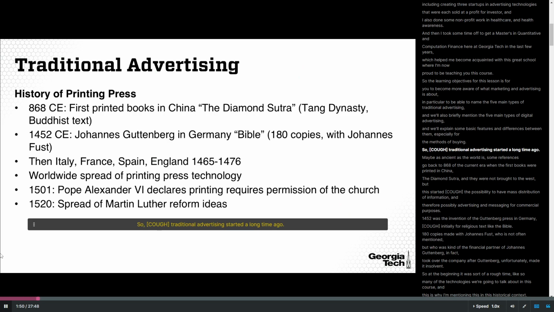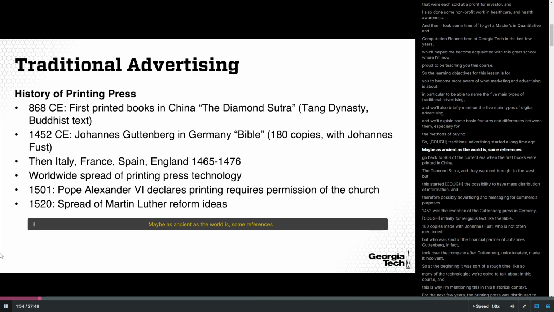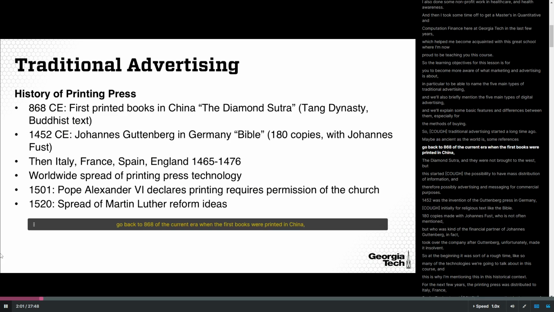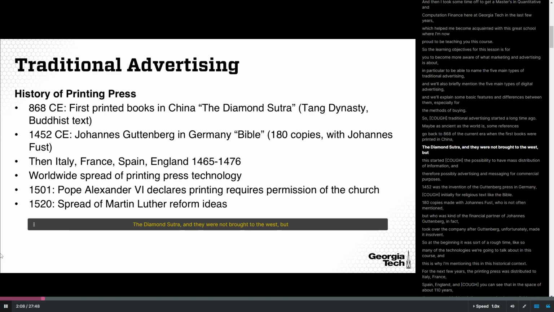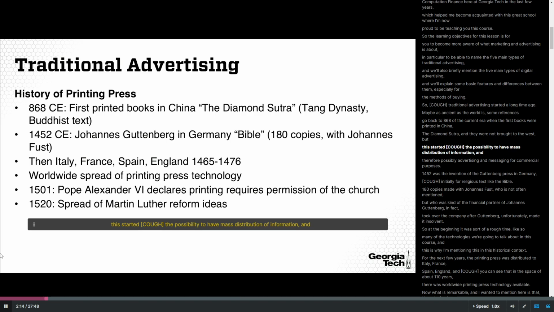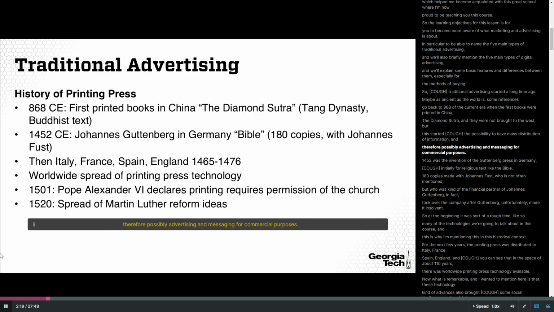So traditional advertising started a long time ago. It may be as ancient as the world is. Some references go back to 868 of the current era when the first books were printed in China, the Diamond Sutra. They were not brought to the West, but this started the possibility to have mass distribution of information and therefore possibly advertising and messaging for commercial purposes.